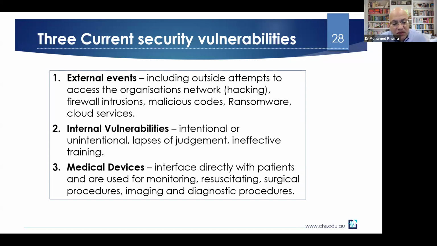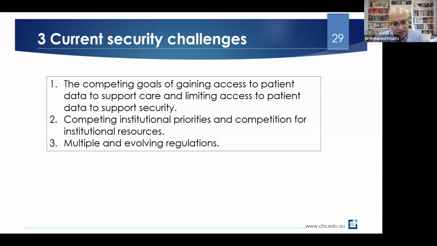They might copy some of the information onto external USB memories, for example, or share their passwords and accounts and so on. And then the third one is the medical devices, because these medical devices are integrated with the electronic health record and health information systems. So these medical devices could represent one of the points where the leakage of information and data could happen, at the point of integration or the interface between these medical devices and the electronic health records.